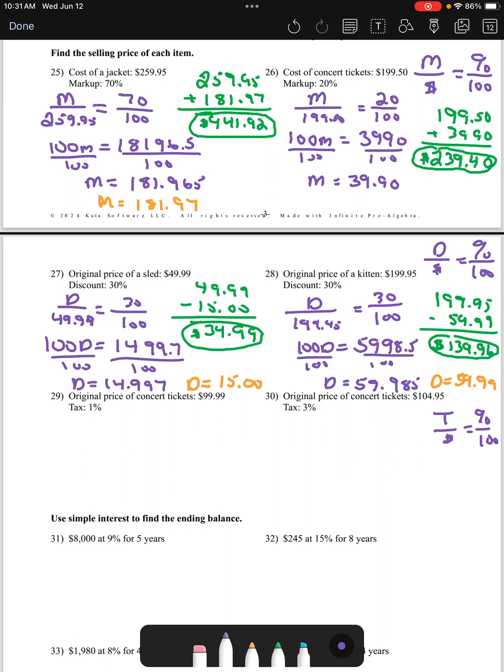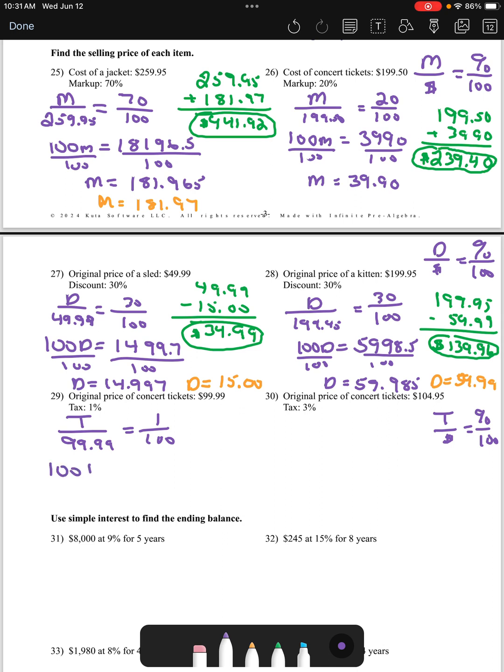For the last 2 problems today with tax, as you might expect, we swap out the D for discount or the M for markup, and we put in a T for tax. And now it's exactly the same as before. So I don't know tax. I know the price of the tickets, the cost, the dollars is $99.99. I know the percent of my tax is 1, and 100 in the bottom right as always.